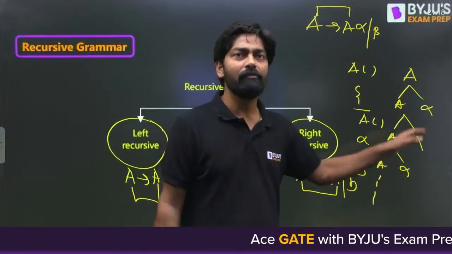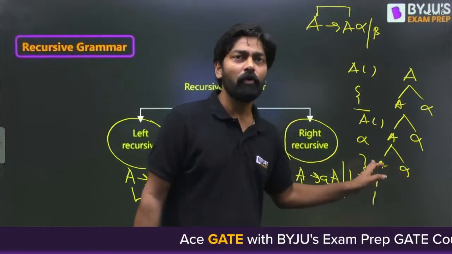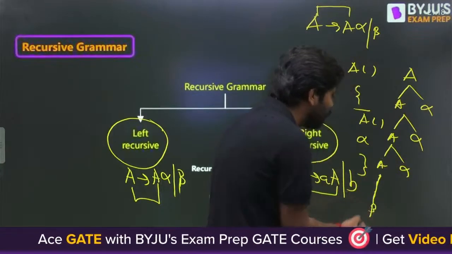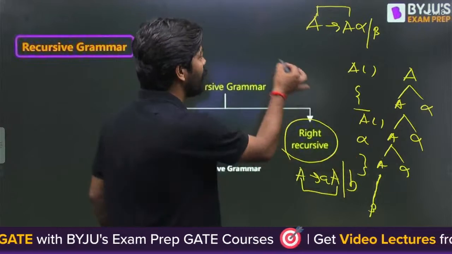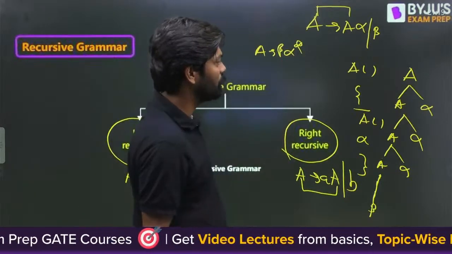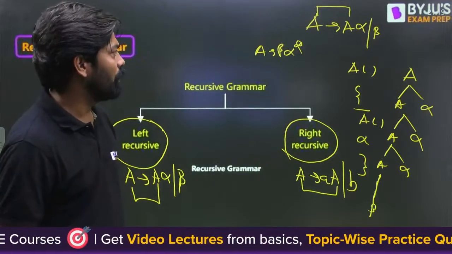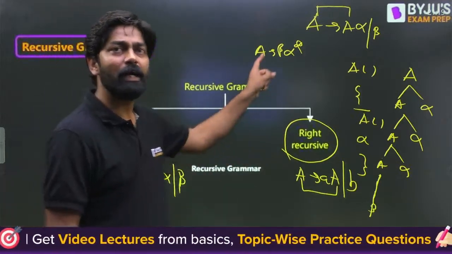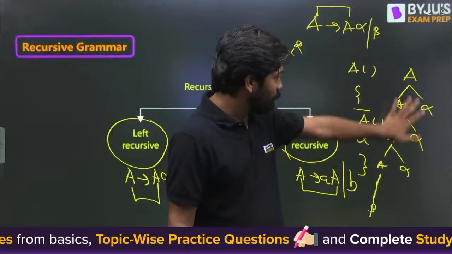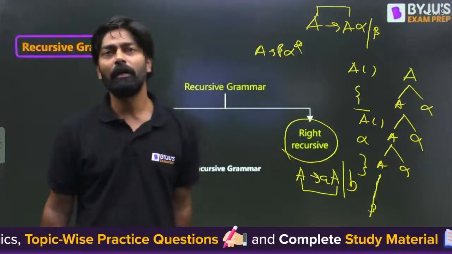What will it generate? It will generate A followed by alpha star. If you replace A by beta, what will it generate? A goes to beta alpha closure. Am I right? Yes, beta alpha closure it will generate. So the problem is this, when a top-down parser meets a left recursive grammar.